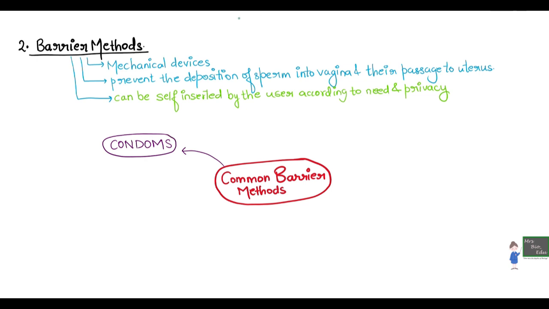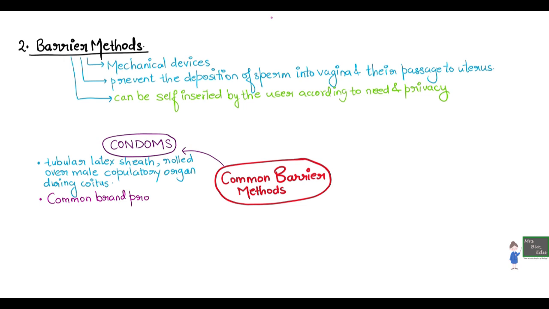The very first category we are talking about is condoms. These are made up of very thin rubber latex, and they are rolled over the penile organ when it is fully erect. This has to be kept in mind, that it has to be rolled over when it is fully erect. Otherwise, there will be gaps and it can cause leakage.